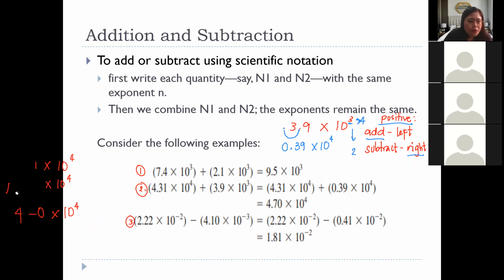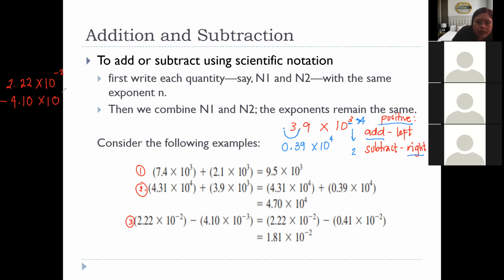This is very easy if you have calculator. But if you don't have calculator, you really have to do the manual computation. So let's have the third one. The givens are 2.22 times 10 raised to the power of negative 2 minus, so this is subtraction here, minus 4.10 times 10 raised to the power of negative 3.